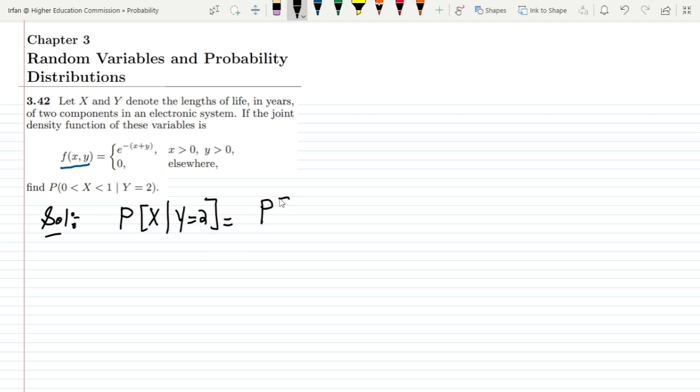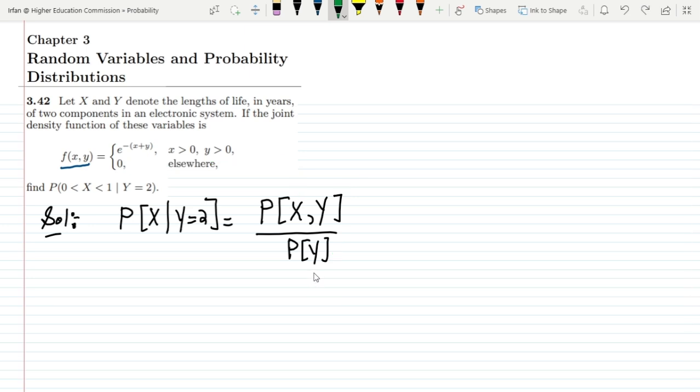In conditional probability, we have to find the probability of x and y divided by the probability of y. We want to find these quantities, and then putting them here, we will get the answer. The joint density is given, but we don't know the probability of y.